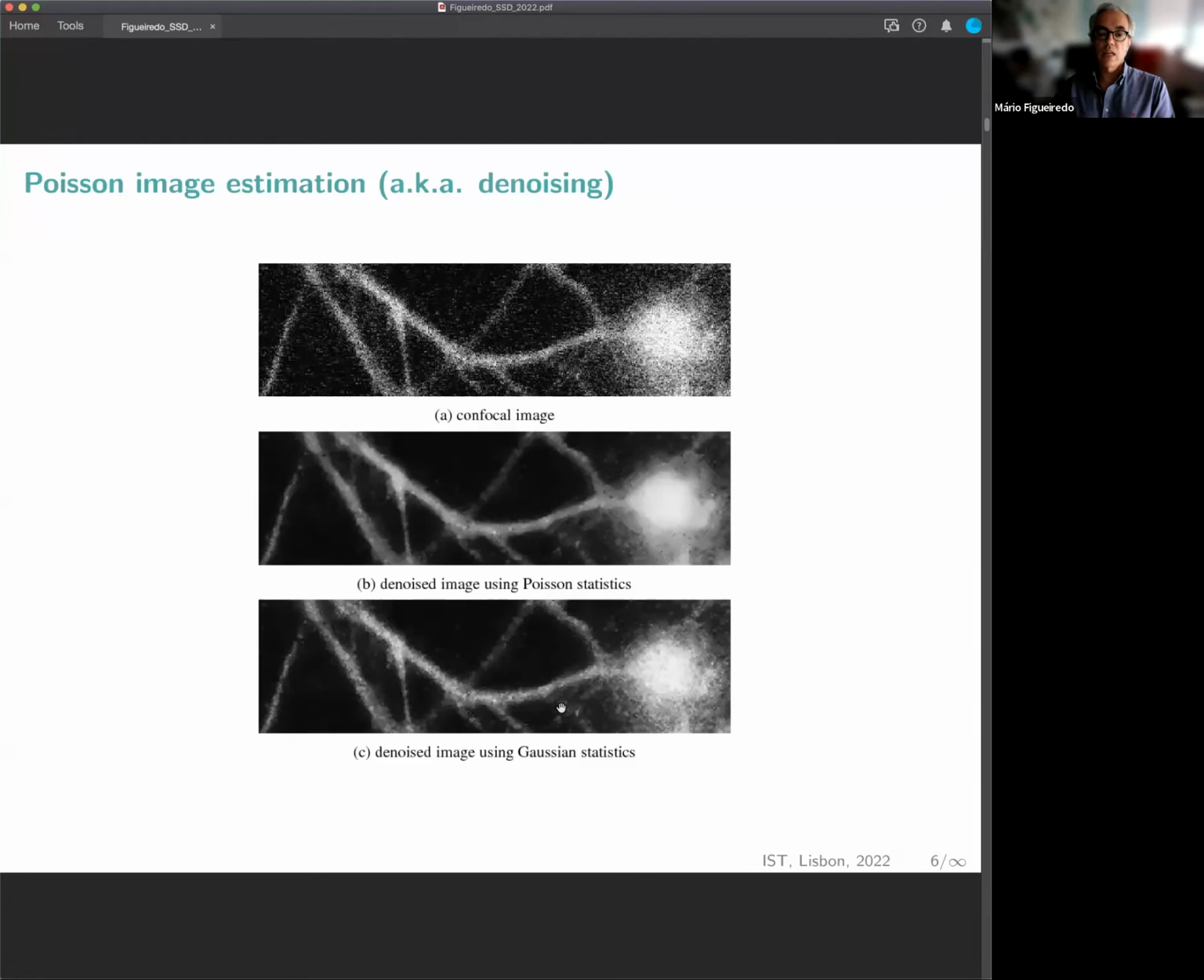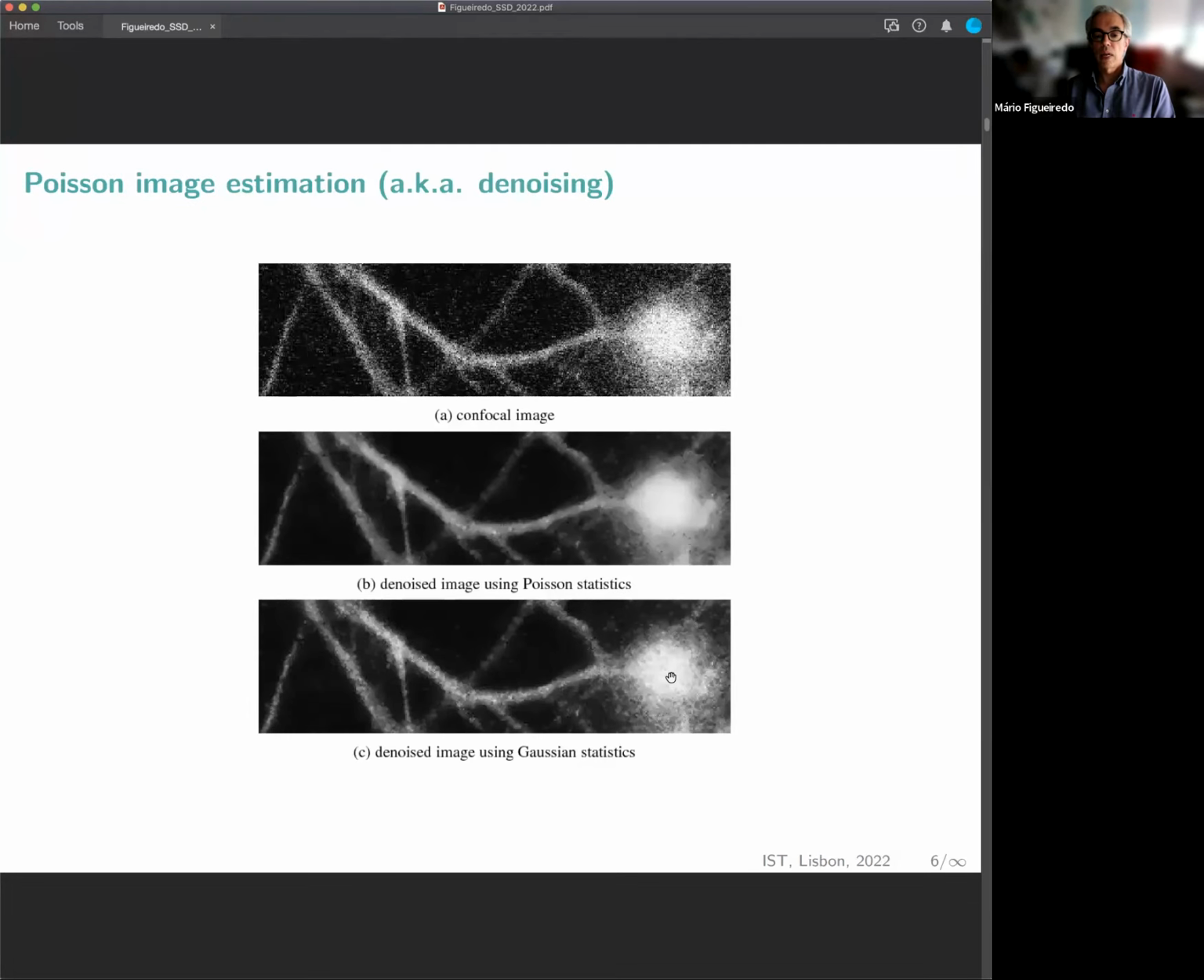And if you pretend that it's Gaussian and try to denoise it using methods designed for Gaussian data, it doesn't work so well. It works actually much worse. For example, in high intensity regions, it underestimates the signal to noise ratio, and it doesn't do a good job.